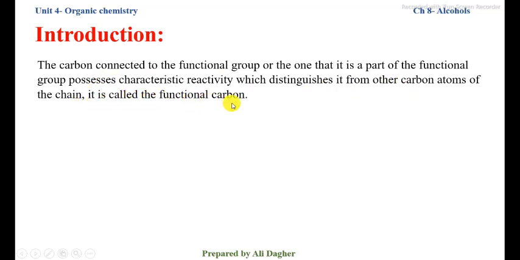Then the carbon that holds the functional group, or is a part of the functional group, gives the characteristic properties of the organic compound with that functional group. Then this carbon is called the functional carbon. For example, in this compound, the hydroxyl group OH is the functional group. The carbon holding the functional group is this carbon. This is the functional carbon.